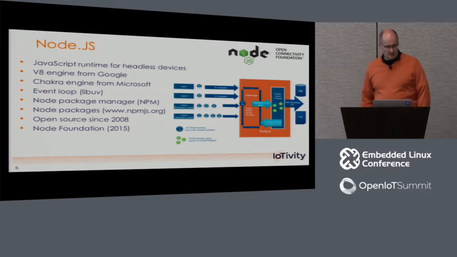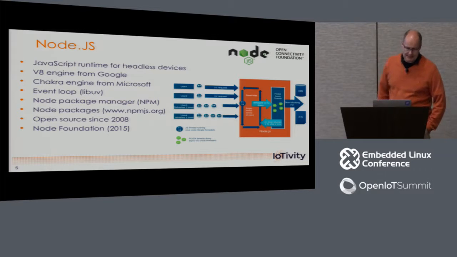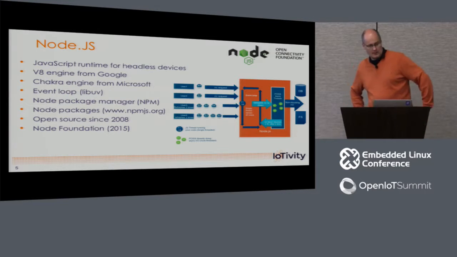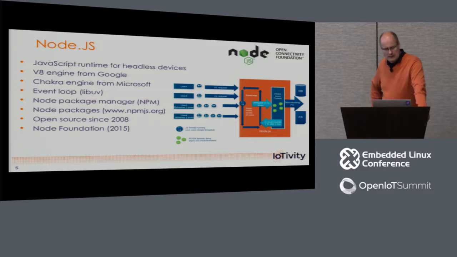Late last year, Microsoft announced plans to open source their Chakra JavaScript engine, and it's now been integrated into Node.js, so you can actually choose which engine you would use. Microsoft is using this setup in their Azure Cloud IoT solution. The other big part of Node is the asynchronous event loop called libuv.